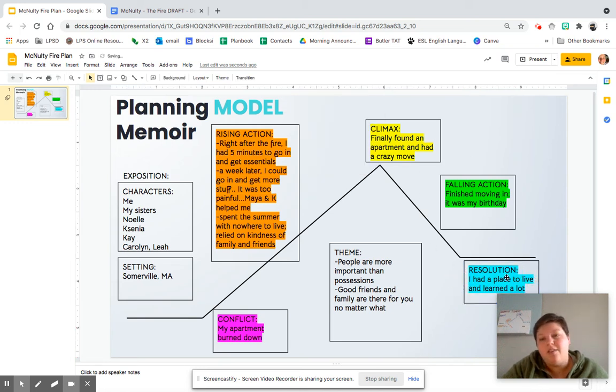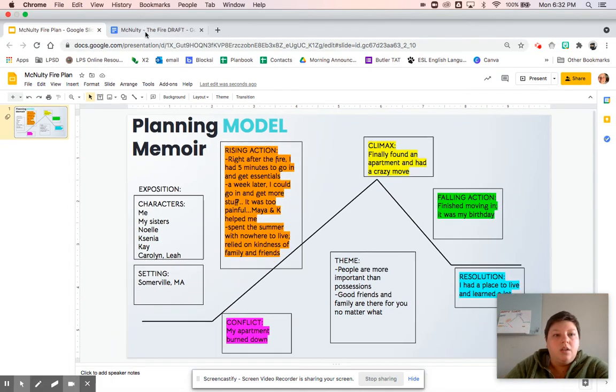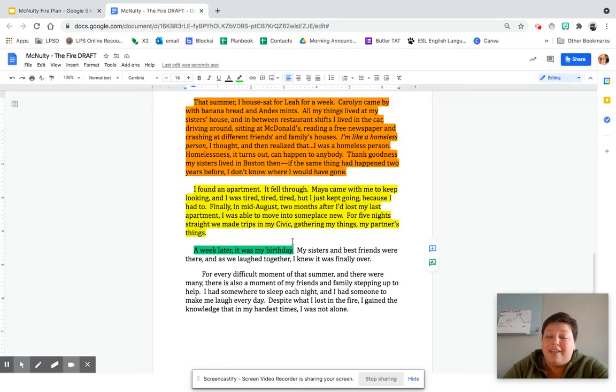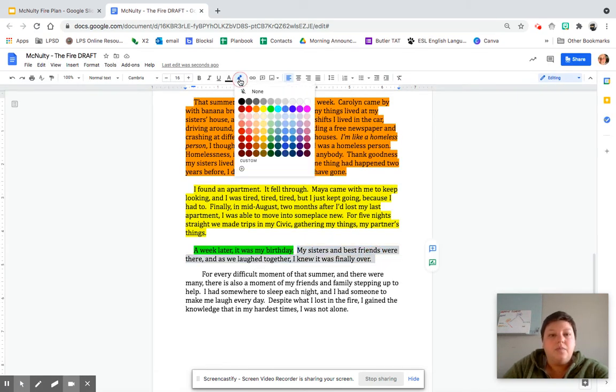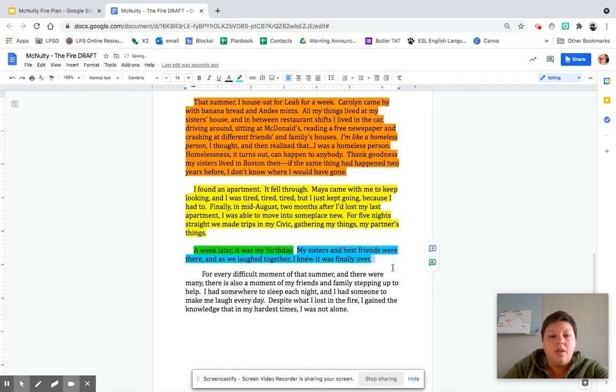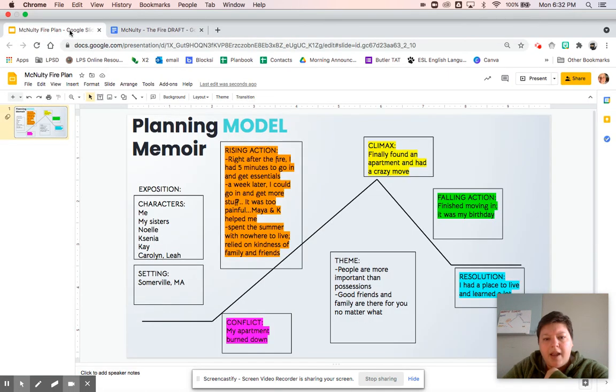So, once again, for me, the falling action and resolution are really sort of the same. And that's okay. We might not have a ton of falling action because this is a short memoir. So, as you can see, my falling action is literally a sentence. That's all right. But it's resolved. What's this last piece? Well, what's the last part of my plan?